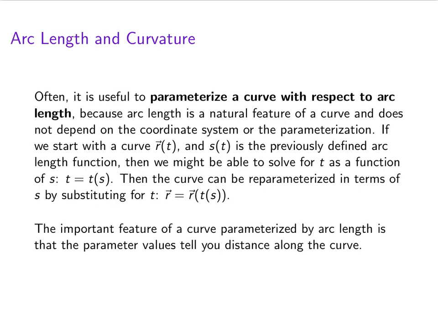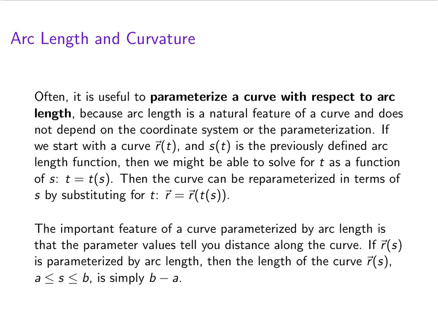So the important feature of a curve parameterized by arc length is that the parameter values tell you distance along the curve. If r of s is parameterized by arc length, then the length of the curve r of s, where s goes from a to b, is just b minus a. The difference between the parameter values is going to tell you how far you've gone along the curve.